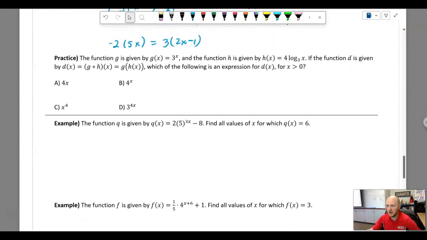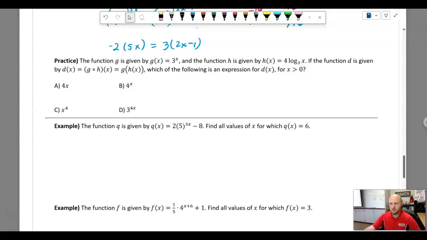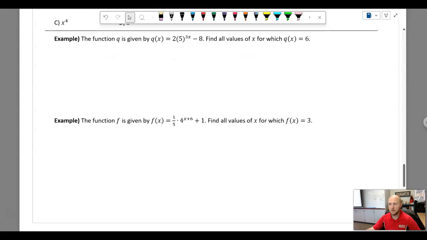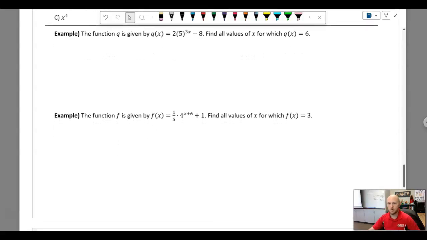Man, what do I want to do with this? I'm going to skip that practice problem. We'll come back to it. It's important, but it's not the focus of our lesson.